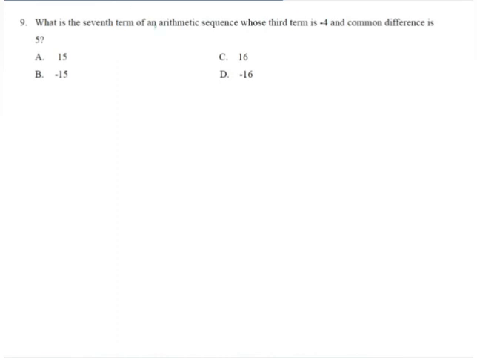What is the seventh term of an arithmetic sequence whose third term is -4 and common difference is 5? What is given in this sequence? The third term is -4 and the common difference is 5. The third term means the first term plus 2 times the common difference. Since it is arithmetic, we use the nth term formula.